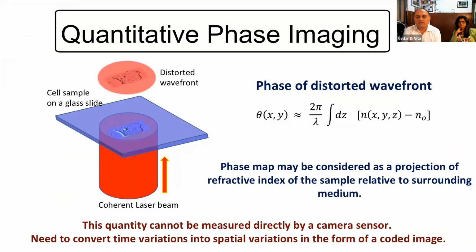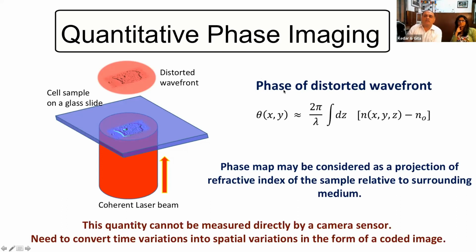We will look at what this phase means with a slightly different view. Let's suppose we have this coherent laser beam and that passes through a glass and a cell on top of the glass. What happens is the coherent laser wavefront gets distorted because it has now passed through the cell. So different parts of the beam have actually seen different thickness and different refractive index of the cell. And so you get this 2D distorted surface that represents the phase of the light wavefront.